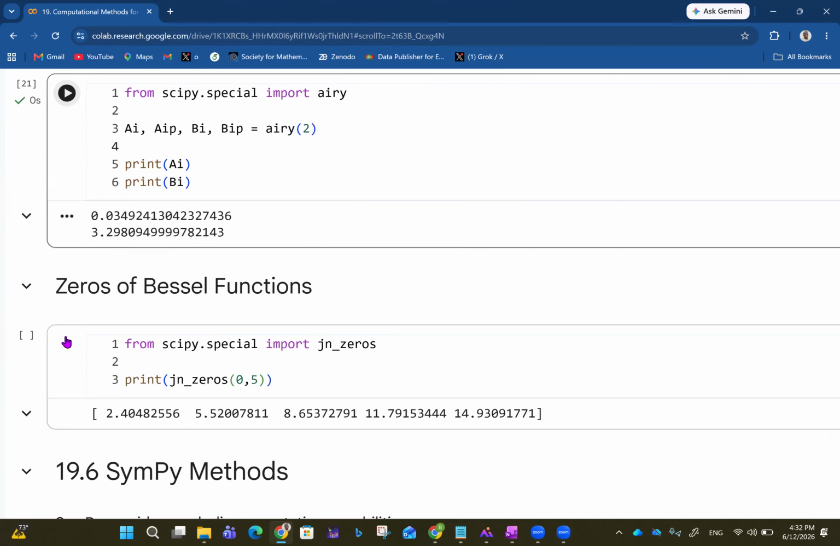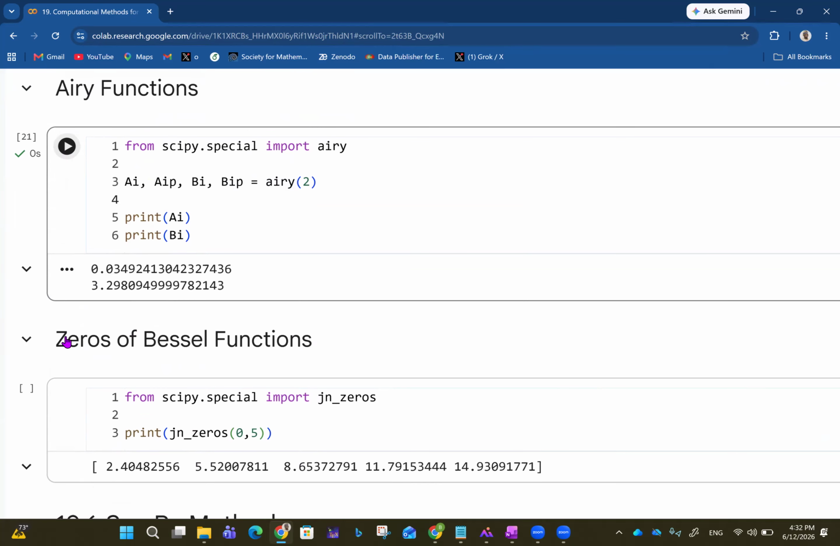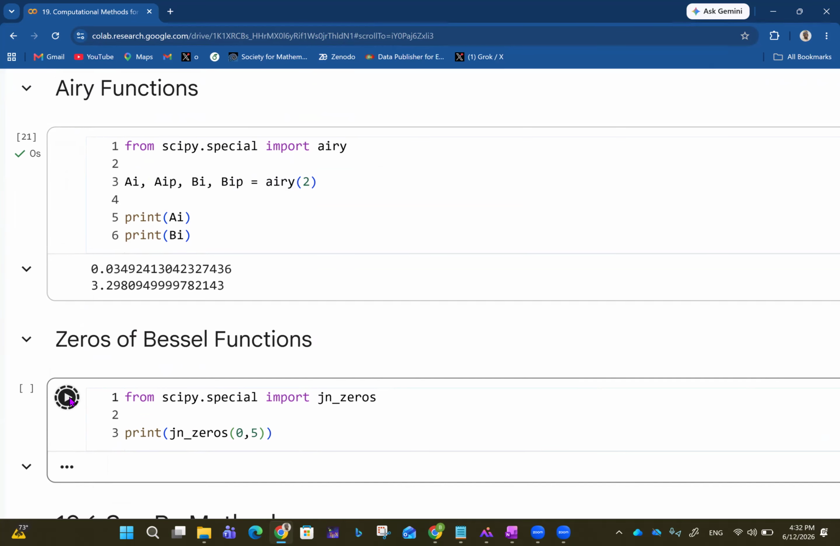These are Airy functions now. Then you have zeros of Bessel functions. So you have the zeros now. You have the first five, 1, 2, 3, 4, 5. That's 0, 1, 2, 3, 4, like that.